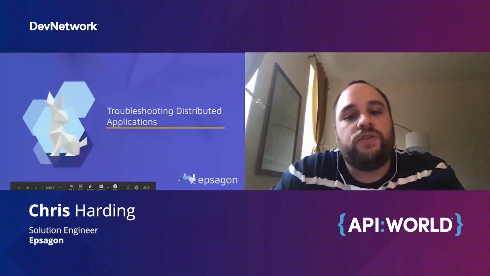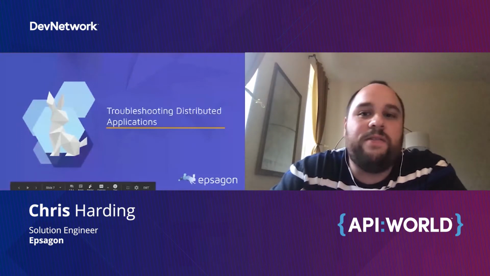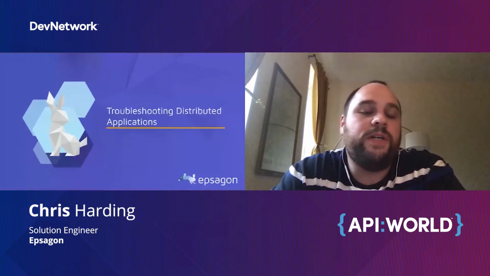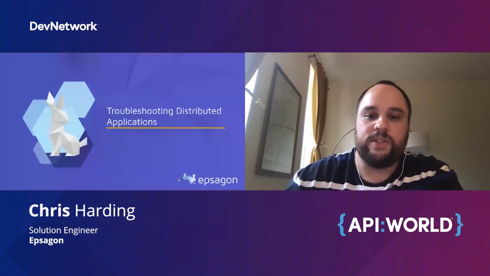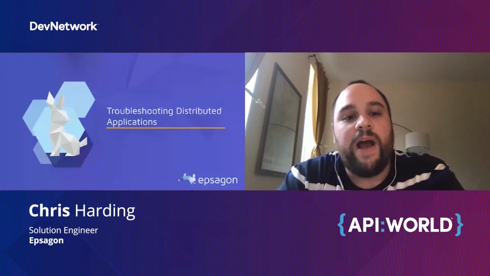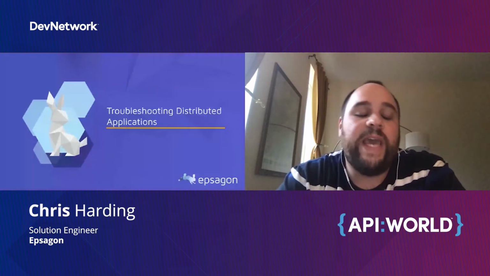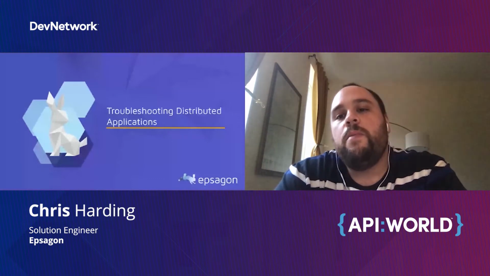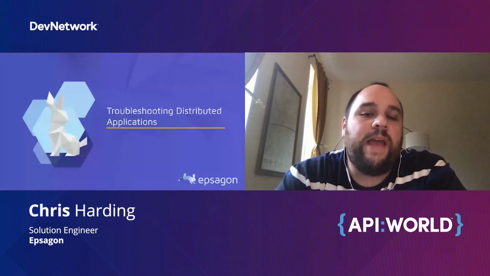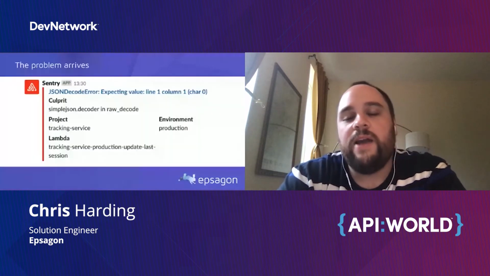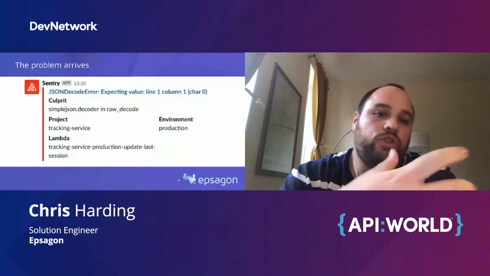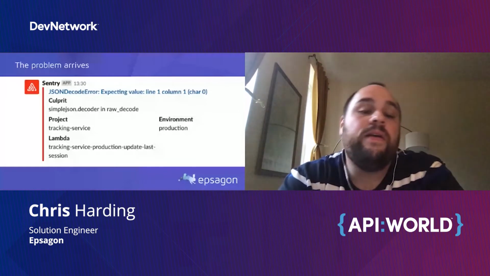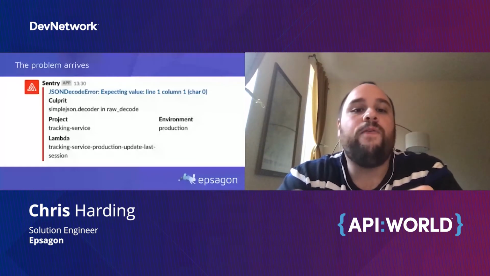Let's look at what that troubleshooting workflow, what that process looks like using some of the traditional tools out there. So of course, first, the problem arrives, right? You receive some sort of notification. In this case, one of our Lambdas is throwing an error. But how do we really know that it's the Lambda itself that's having problems? How do we know it's not, for example, whatever's calling that Lambda? How do we know it's not sending a malformed payload?